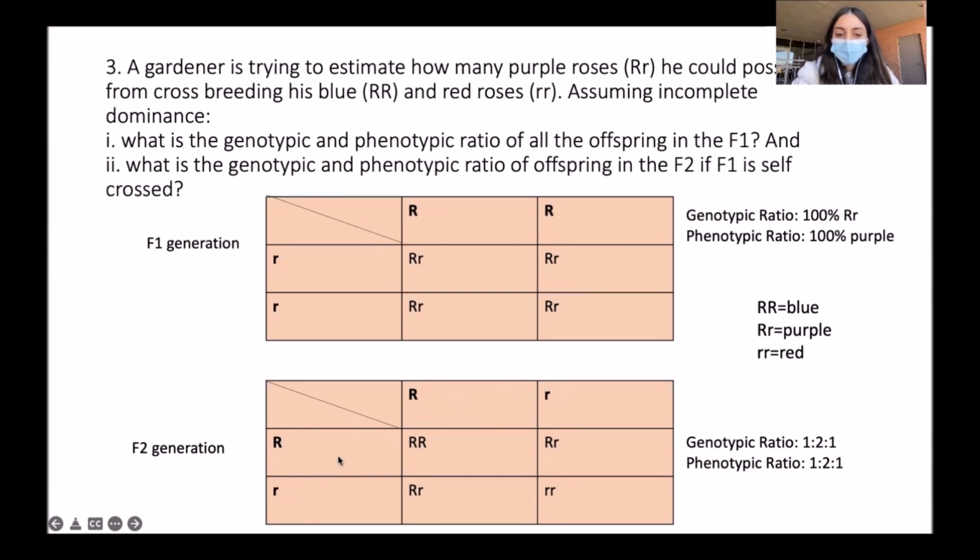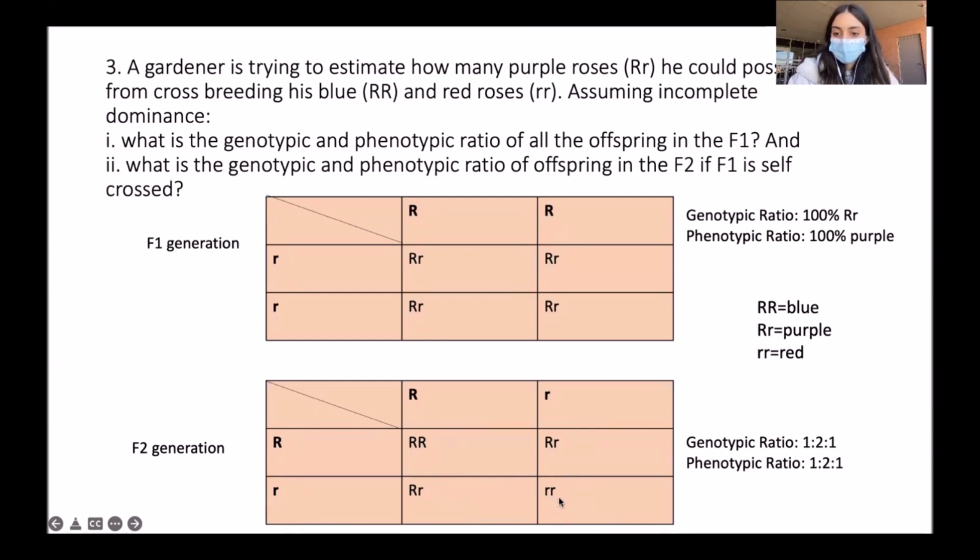We're going to have big R, put them here. Big R, little r, put it here. Big R, little r, and here. Little r, and put it here. So when we see this, we're going to have 1 big R, 2 big R, little r's, and 1 little r. So we're going to have a 1, 2, 1 ratio.